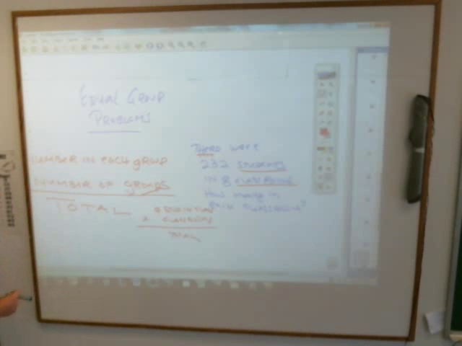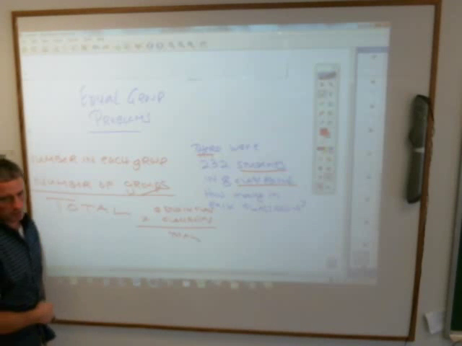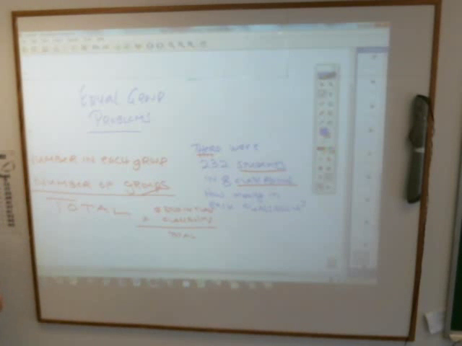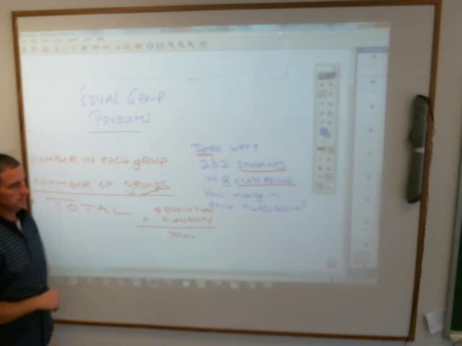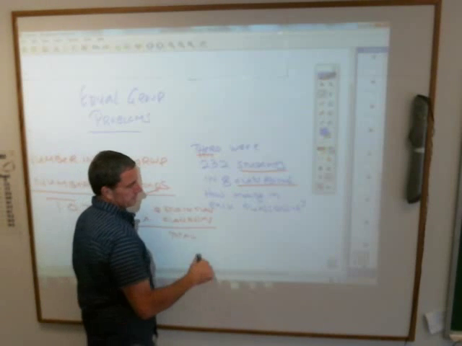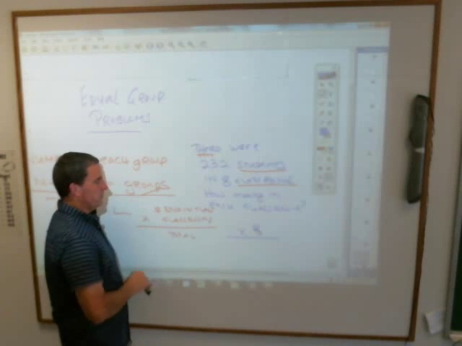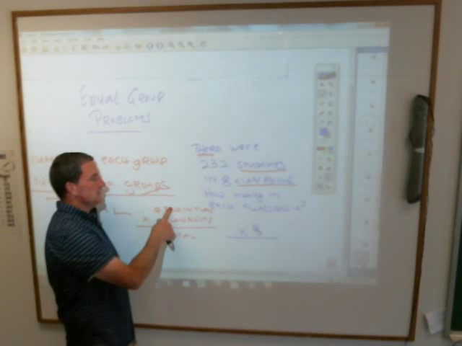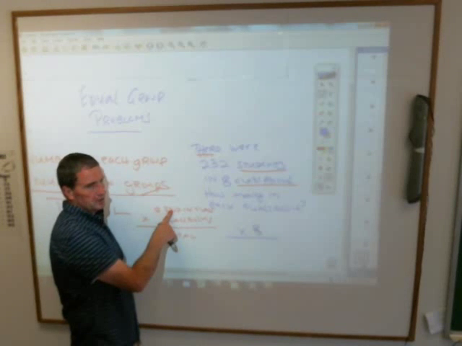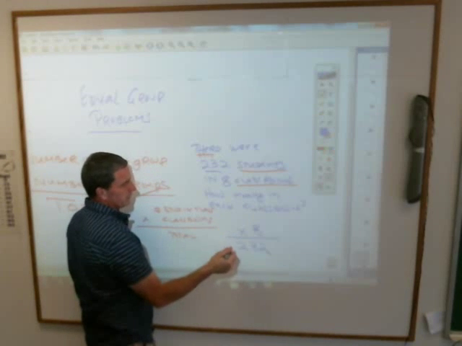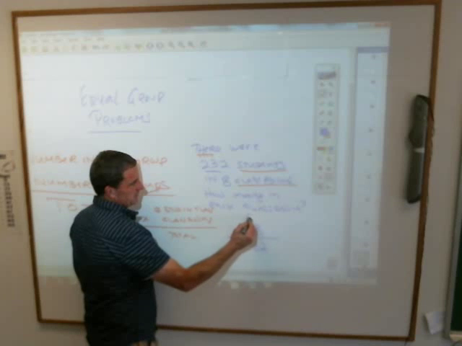Which ones of those do we know? Do we know how many students are in each class? Do we know how many classrooms we have? Or do we know how many total students we have? Which two of those three do we know? How many classrooms do I have? 8. Now, do I know how many total kids I have, or how many students are in each class? Total. I know there are a total of 232 students, and what I don't know is how many students are in each class.